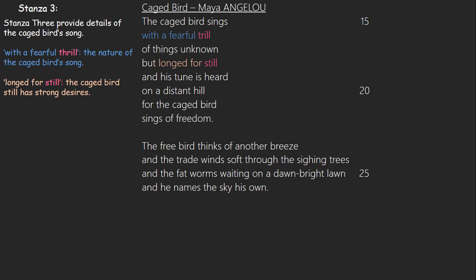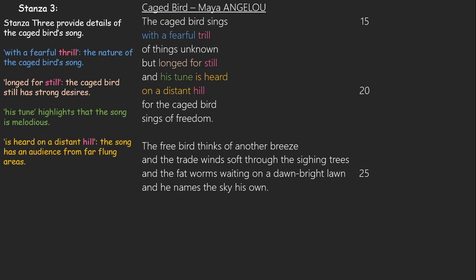"Long for still." We also see here "of things unknown but long for still." Of things unknown reveals to the reader that there are aspects of life that the cage bird is ignorant about because he remains caged. Long for still also reveals that these desires are strong. So they are the strong desires by this cage bird to, in spite of his situation, know what is happening in the world, to find out what the world is about.